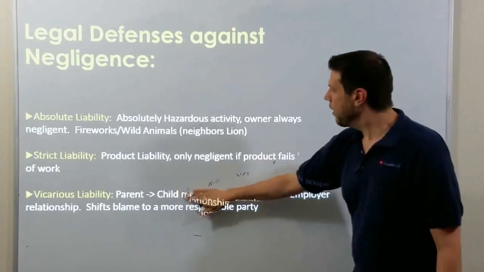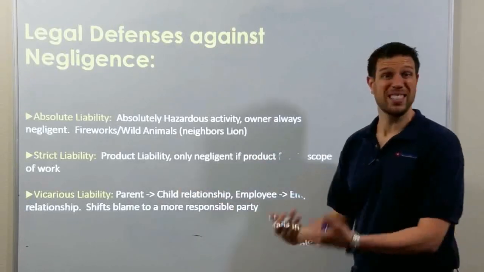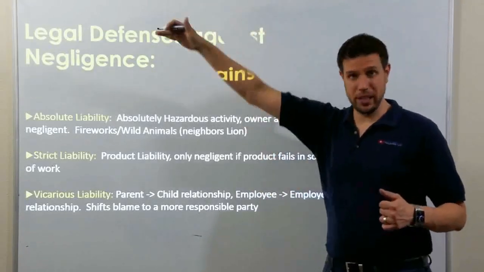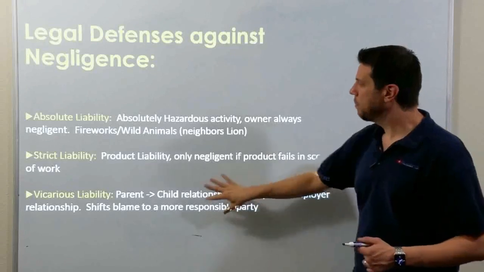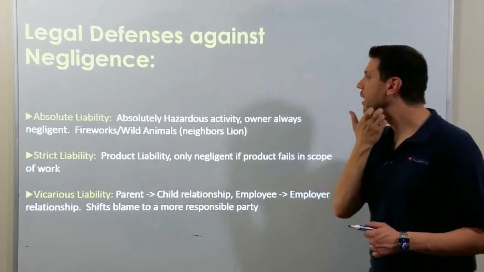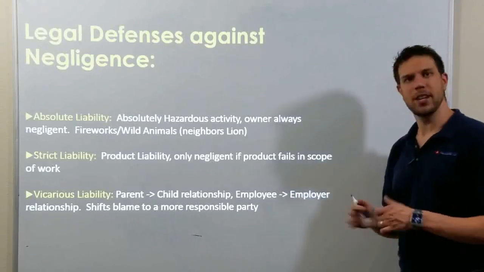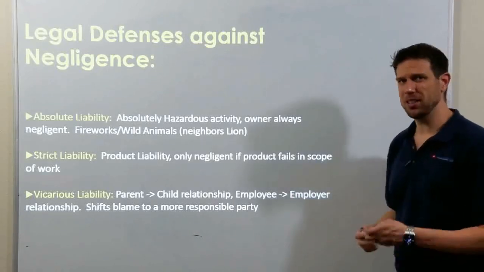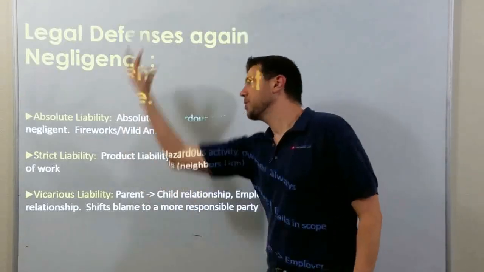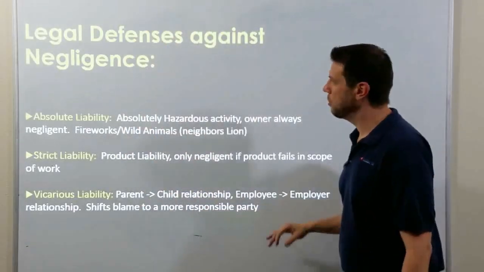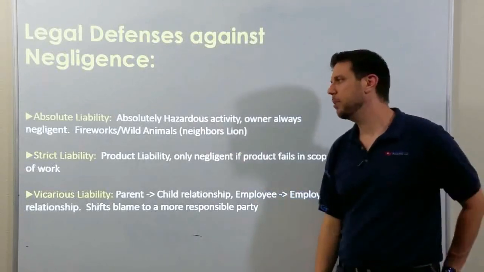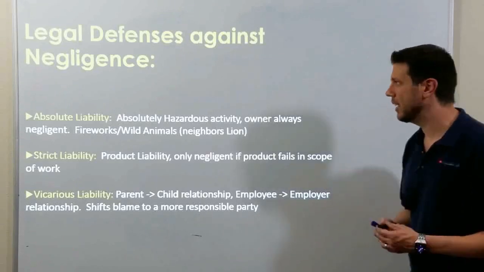This is why if you've ever had a job before and you messed up, you don't get sued. They sue the company. The company, the employer, is more responsible than the employee. So if an employee does something wrong, you don't sue them personally, you sue the actual employer. Vicarious liability shifts the blame upwards to the more responsible party. Absolute is absolutely dangerous. Strict liability is product liability, strictly for its intended use.